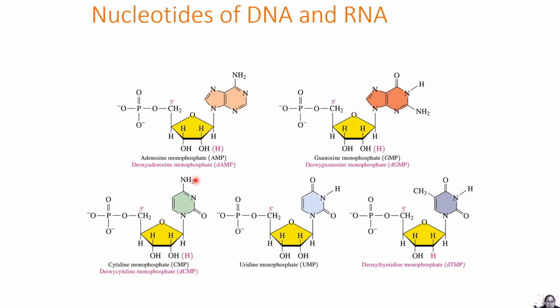So adenosine monophosphate, deoxyadenosine monophosphate, then guanosine monophosphate, deoxyguanosine monophosphate. All of these structures you can see over here. These are nucleotides of RNA and DNA. Cytidine monophosphate, deoxycytidine monophosphate, uridine monophosphate, and then deoxythymidine monophosphate. So for uridine monophosphate, we don't really have deoxyuridine monophosphate because we cannot see uracil in DNA. And for thymidine, we don't see any thymidine monophosphate because we don't see thymidine in RNA. It's deoxythymidine monophosphate.